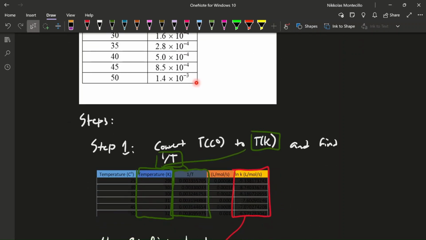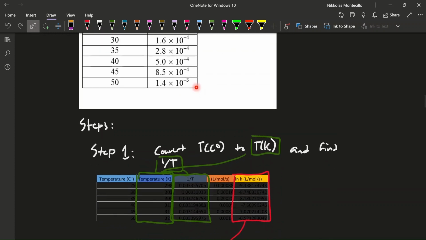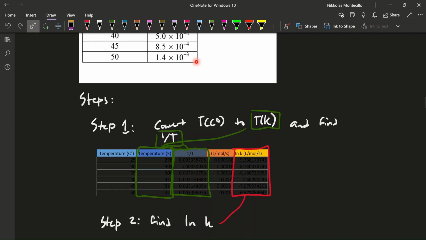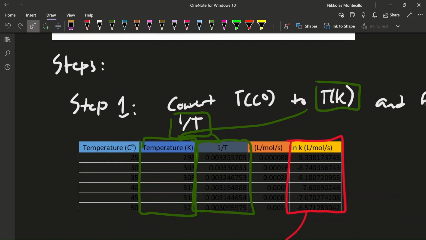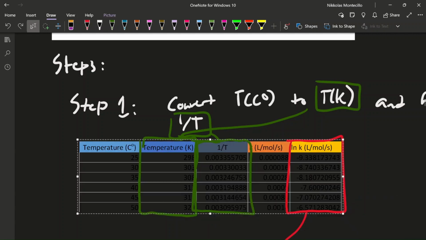Oh man, I don't think you can properly see these numbers. So for the first steps, you want to, hold on, let me fix this. So for the first step, you want to convert the temperatures in Celsius into Kelvin and find the inverse temperatures, right? Just give me a second while I try to fix this. Oh, it's a picture. I apologize, everyone.